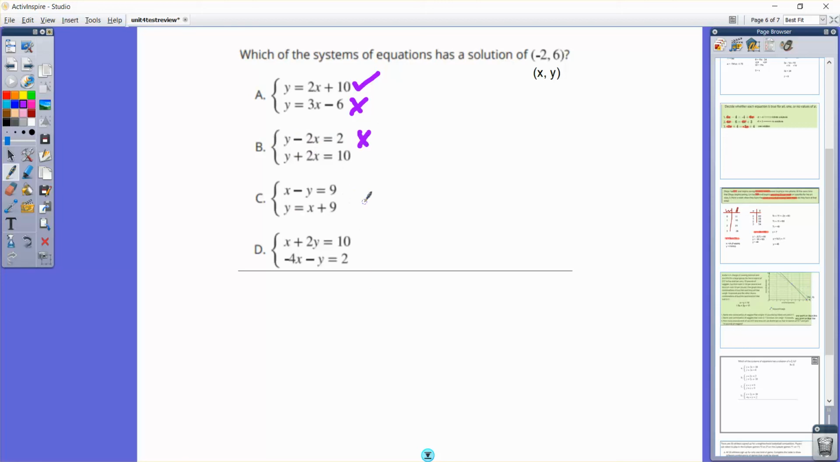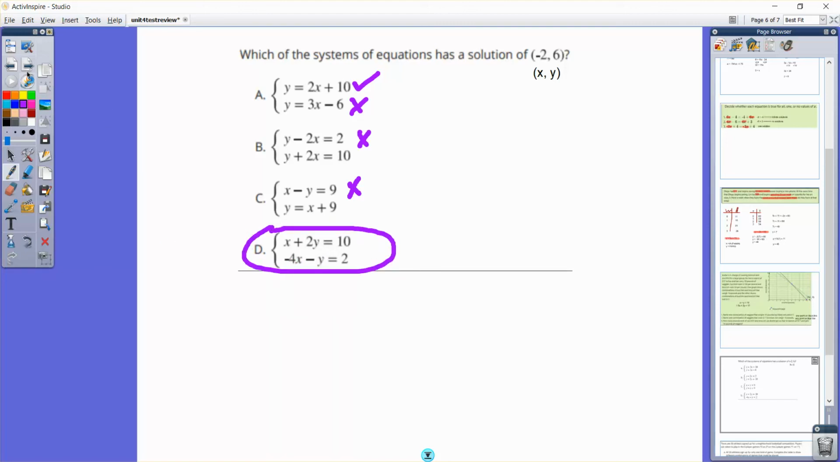If I did x minus y, if I did -2 minus 6, does that equal 9? The answer is no. So process of elimination means that D has to be the answer. x is -2 plus 2 times 6, that's 12. -2 plus 12 is 10, and it does work in the second one as well. So our solution is D.